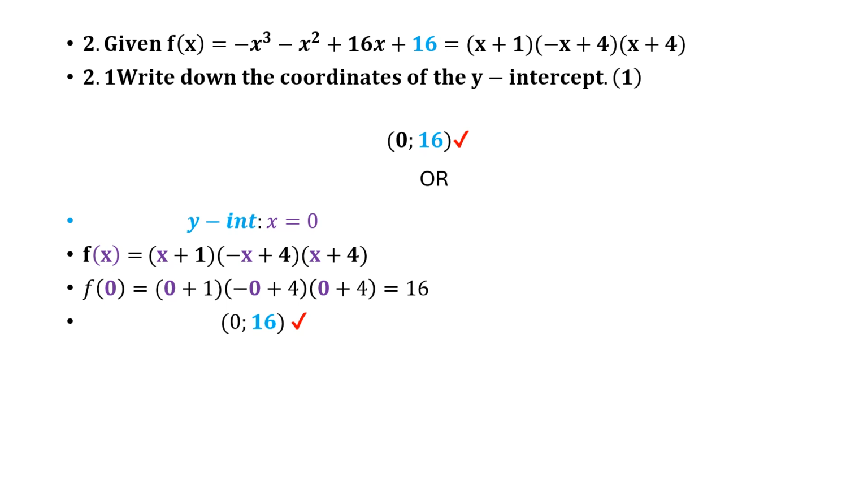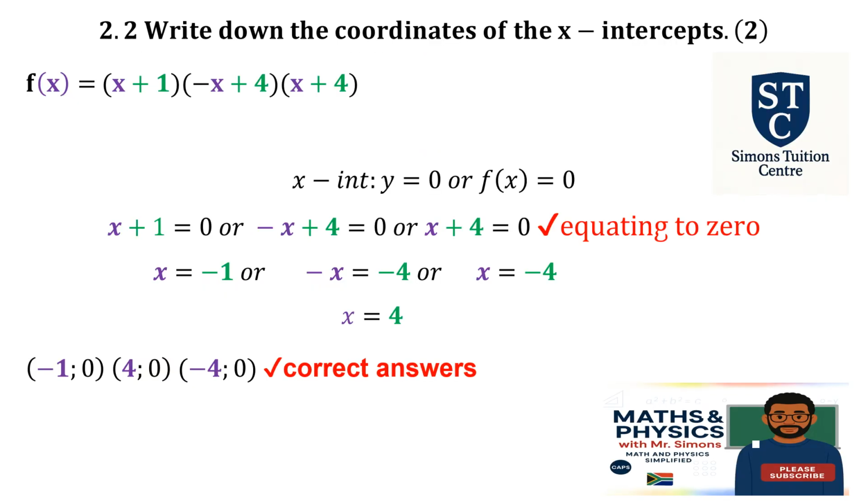I can also say calculate x-intercepts. So write down the coordinates of the x-intercepts. So there's the equation given to us. f of x equals x plus 1, minus x plus 4, x plus 4. So for the x-intercept, y must be 0, or we can say f of x equals 0. They both, f of x, function of x, represent y there. So x plus 1 equals 0, minus x plus 4 equals 0, x plus 4 equals 0. So 1 mark for equating to 0.